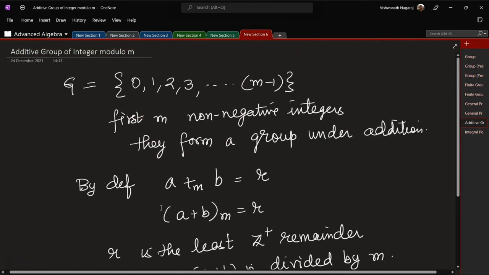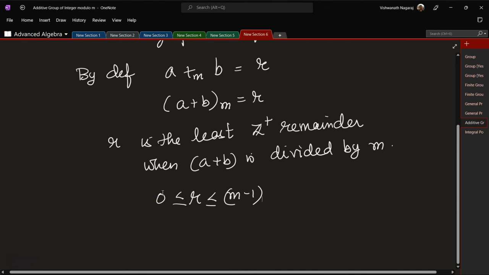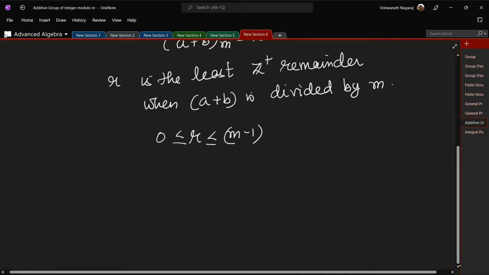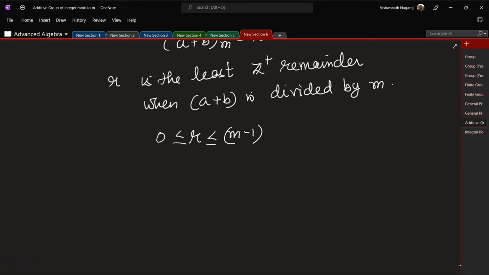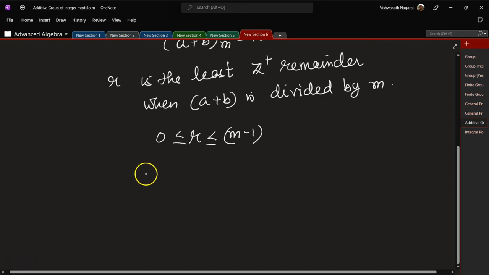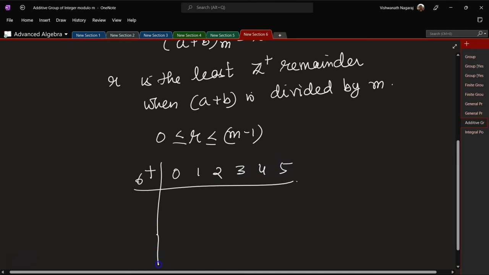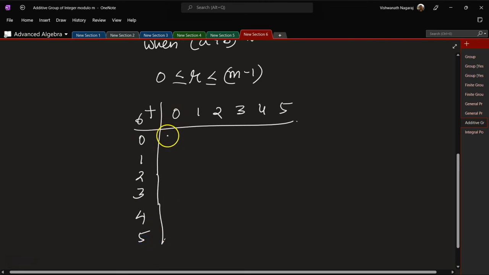Now, what we are saying here is the additive group of integers modulo m. So we are saying that under addition, these remainders form a group. Let's prove that. The easiest way of doing that is to take an example and draw the Cayley's table. Let us say we are doing modulo 6. The numbers will be 0, 1, 2, 3, 4, 5, and similarly here 0, 1, 2, 3, 4, 5. Now we just start adding them up.